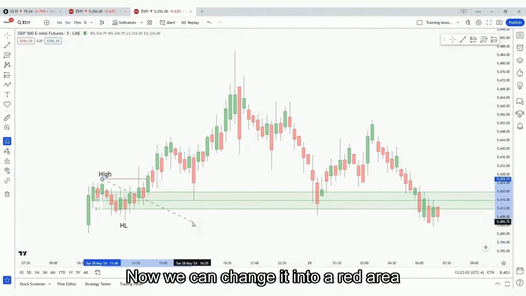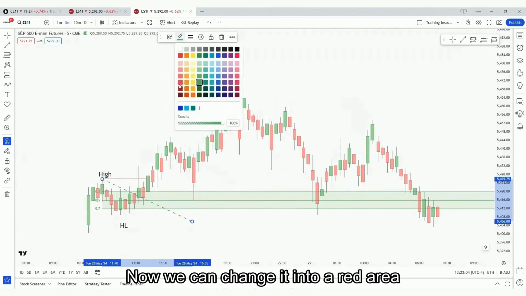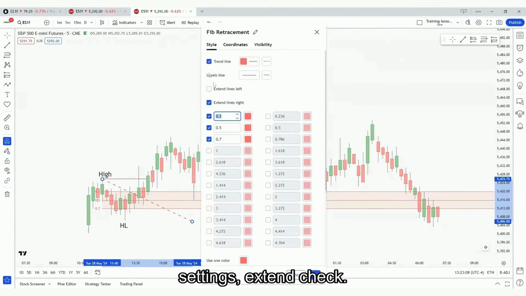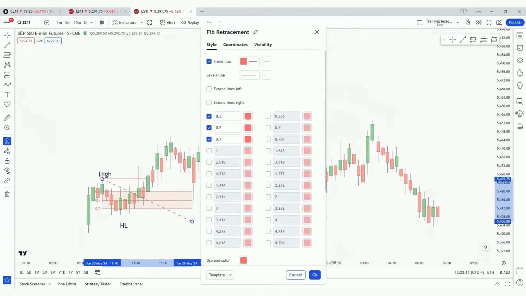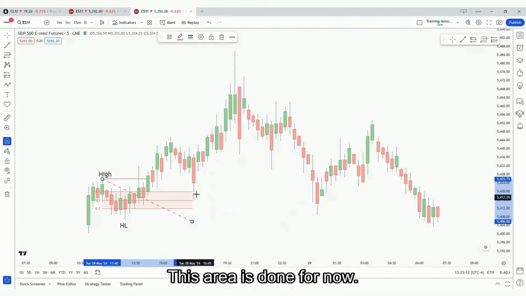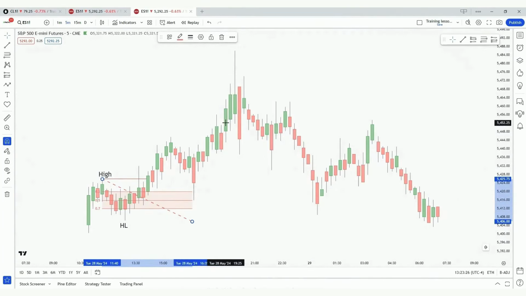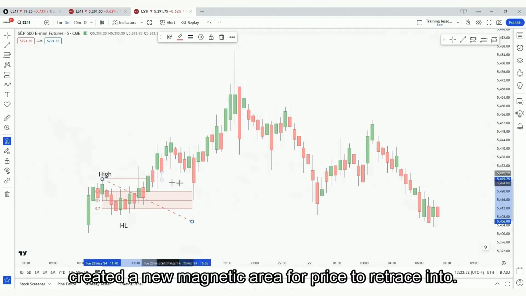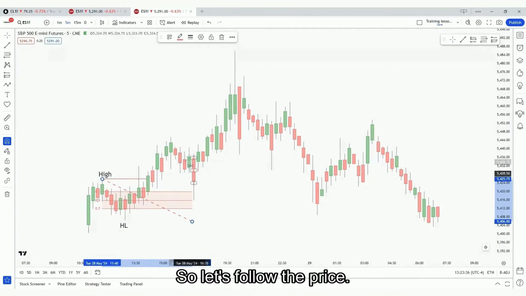Now we can change it into a red area. Settings, extend, uncheck. This area is done for now. Price is going up again. And now it's important to see if this price movement here created a new magnetic area for price to retrace into. So let's follow the price.